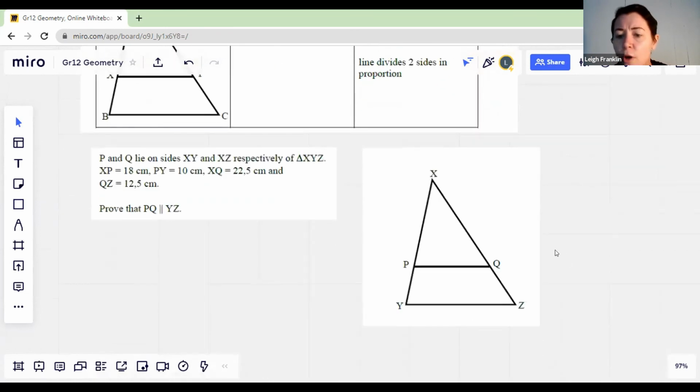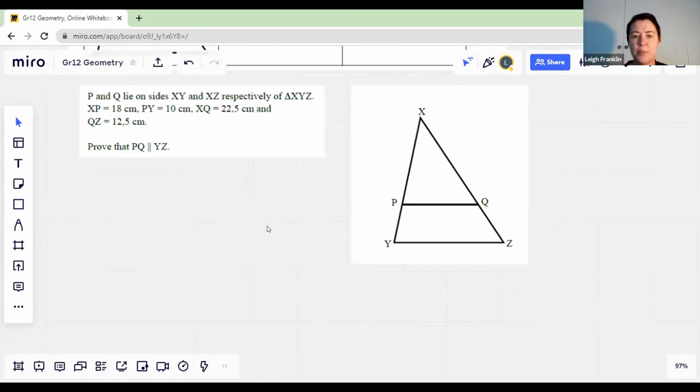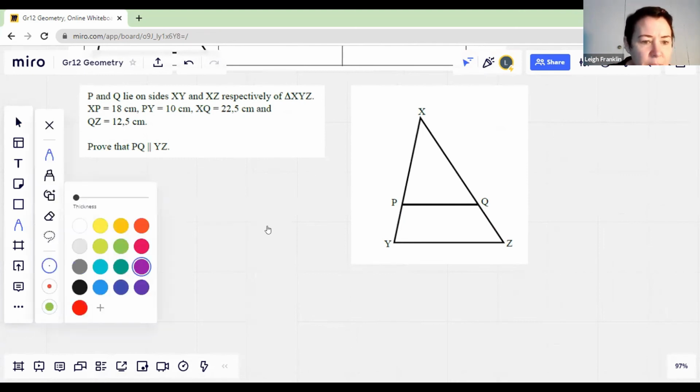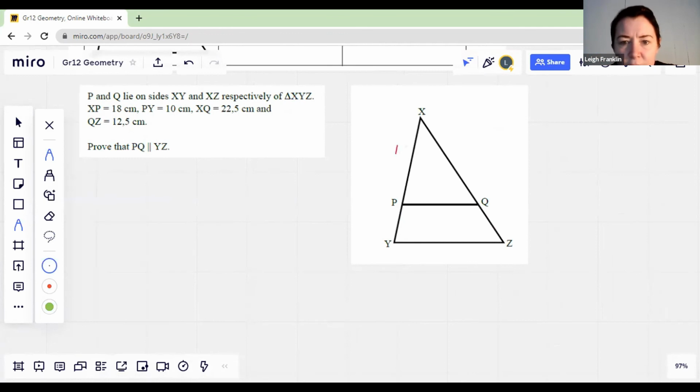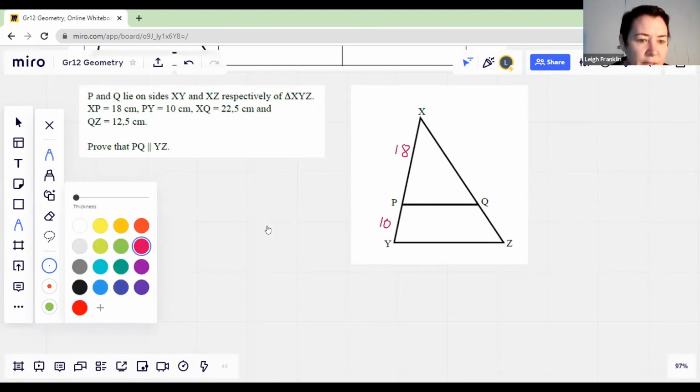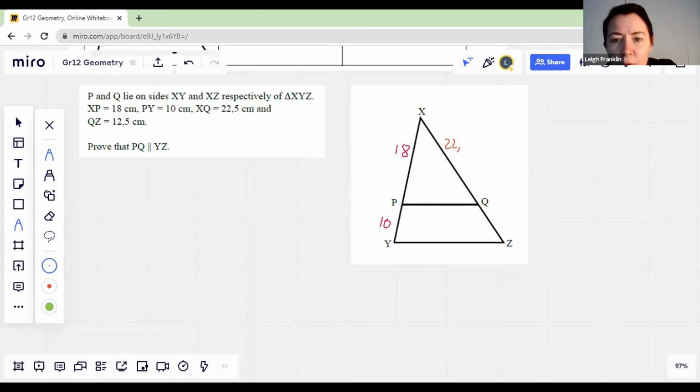This is how it works. They tell us that P and Q lie on sides XY and XZ respectively. They give us that XP is 18 centimeters, PY is 10 centimeters. They tell us XQ, let's write in a different color since it's a different side, is 22.5, and QZ is equal to 12.5. They want us to prove that PQ is parallel to YZ. Part of this is recognizing that they want you to use the converse of the proportionality intercept theorem. They're dropping major hints here.